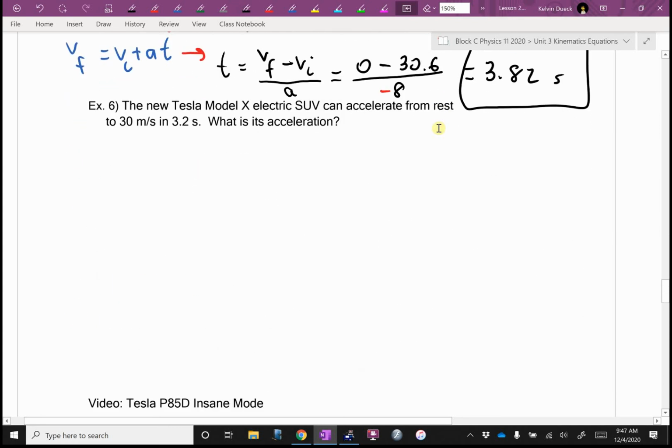Any of you own or been in a Tesla? Nice. I've taken one for a test drive because I'm a physics nerd. They got some pretty good acceleration.